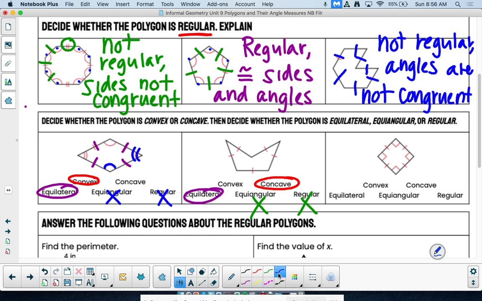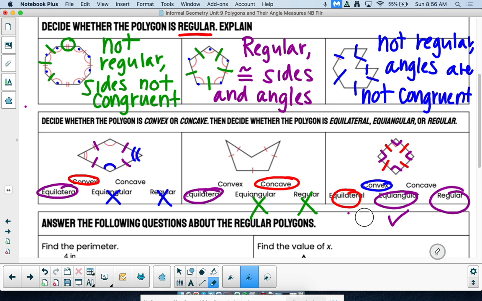All right, next one. Convex or concave? Should be convex. If we look at all of our sides, tick mark, tick mark, tick mark, tick mark. It's equilateral. Let's check out our angles. Right angle, right angle, right angle, right angle. All of our angles are the same. So since it's both equilateral and equiangular, it's also regular. Very good. Very good, folks.